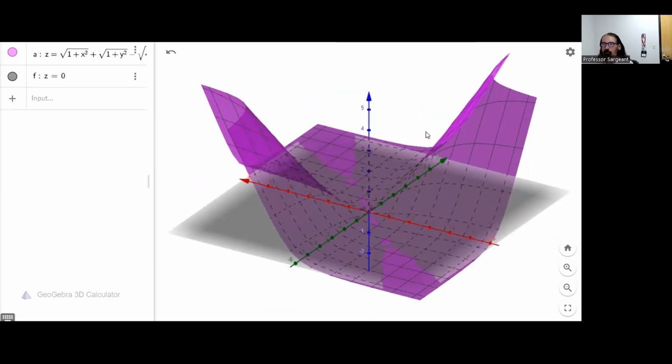Well, this does give us at least some indication that the conjecture may be correct.